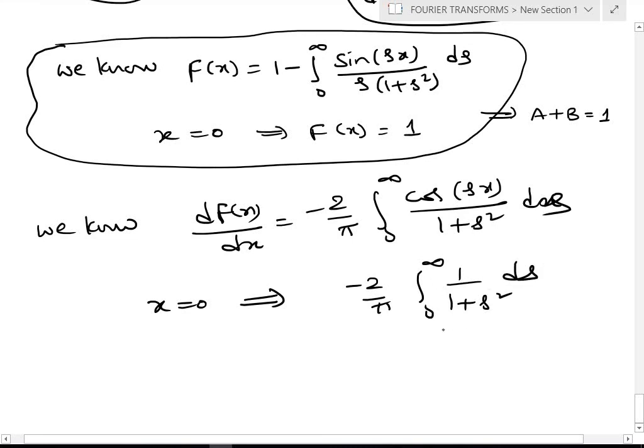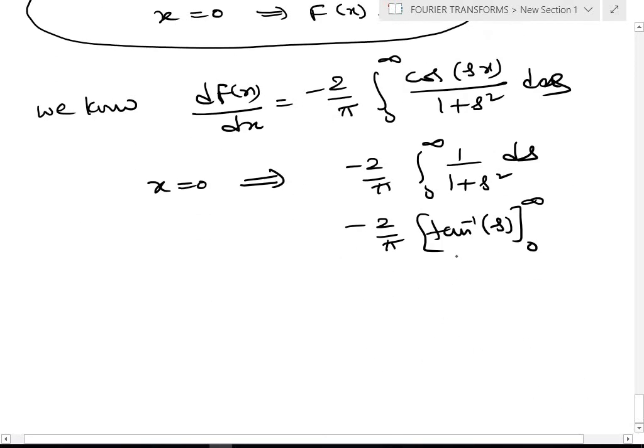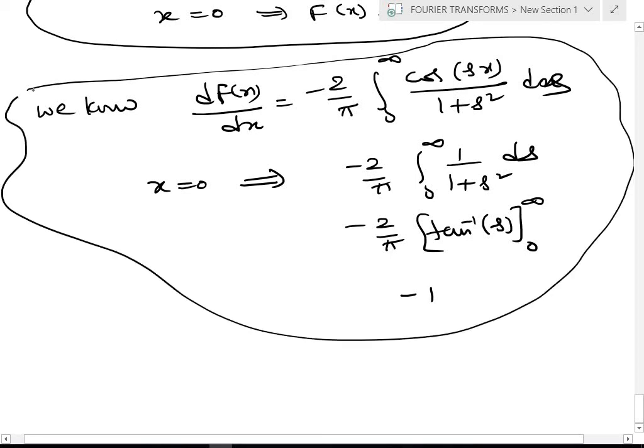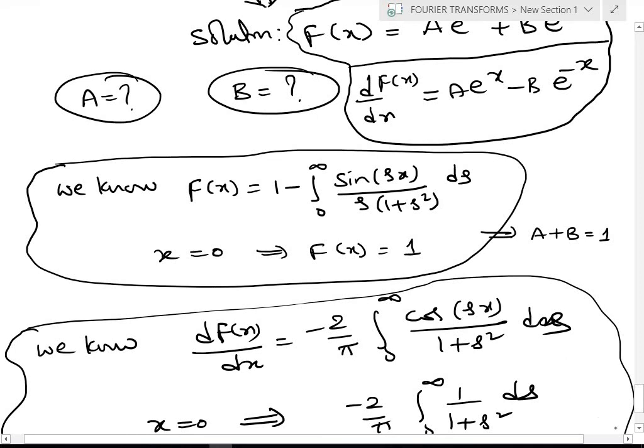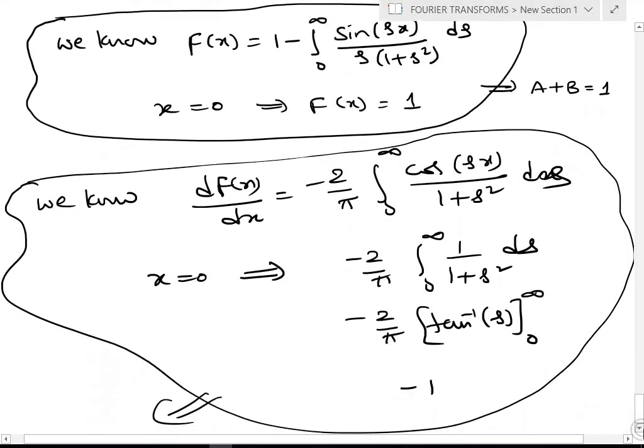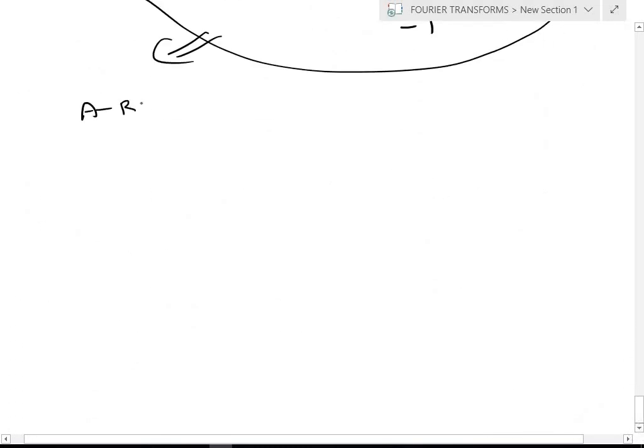Now 1 by 1 plus s² integrates to tan inverse of s. So that is minus 2 by pi into tan inverse of s. The lower limit is 0, which gives 0, and the upper limit is infinity, which gives pi by 2, so that becomes minus 1. This I will get as minus 1. So this is another boundary condition. In df/dx, a·e^x minus b·e^(-x) at x equal to 0 gives a minus b, which will become minus 1.